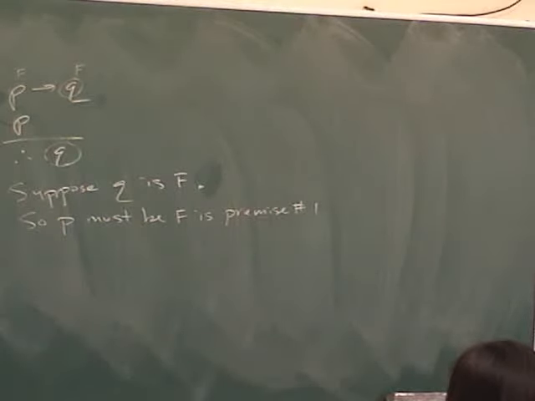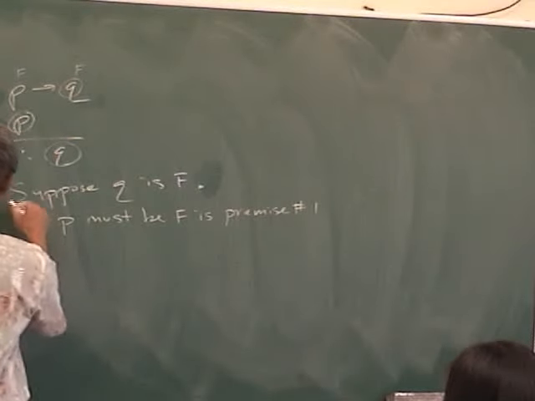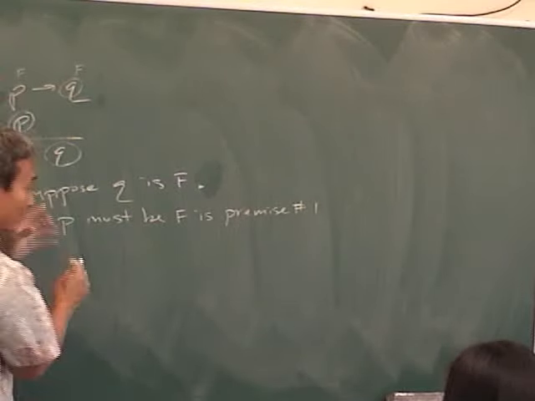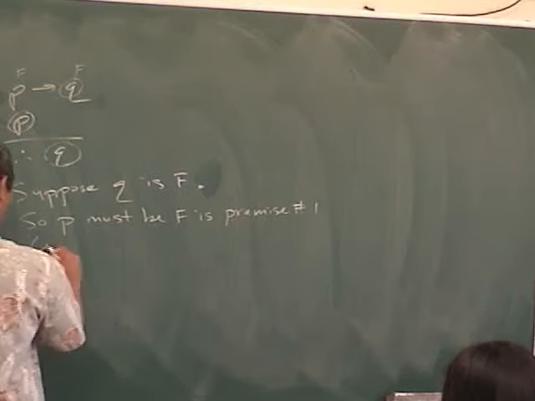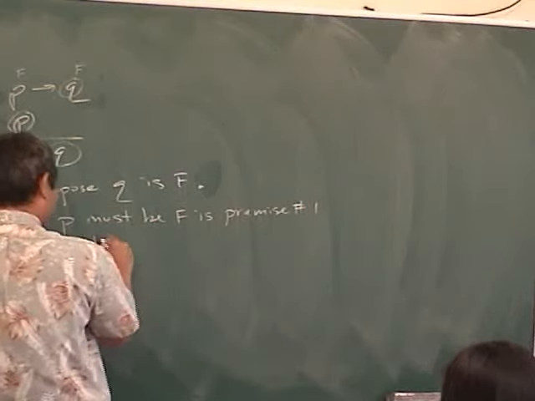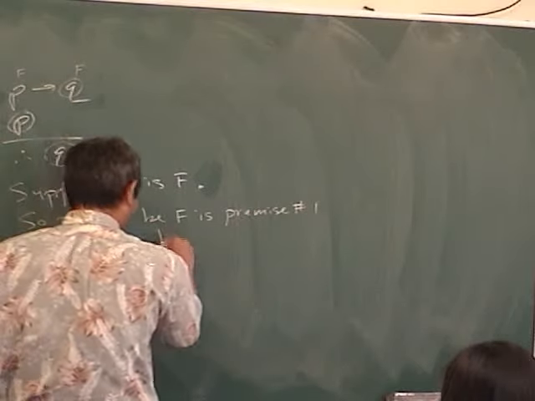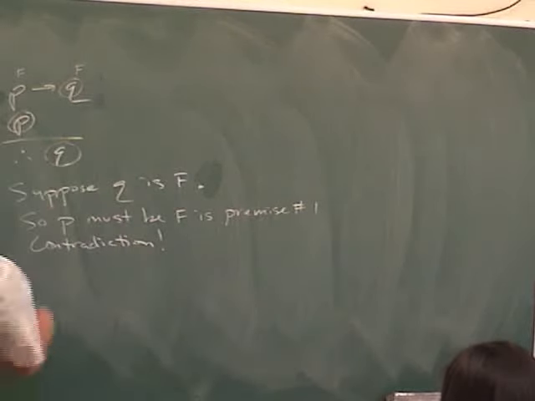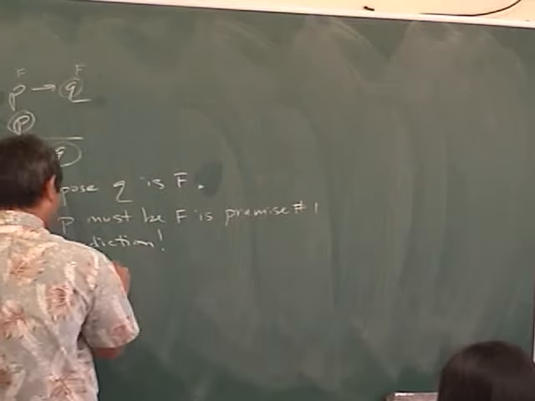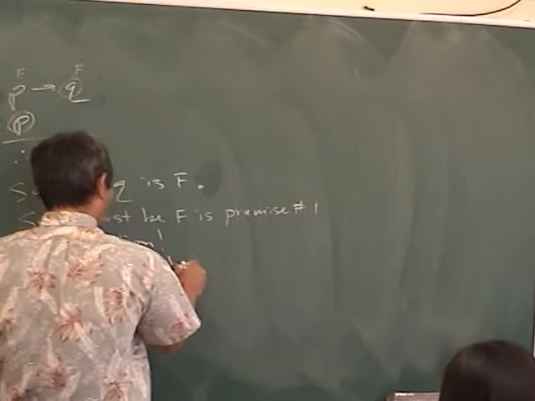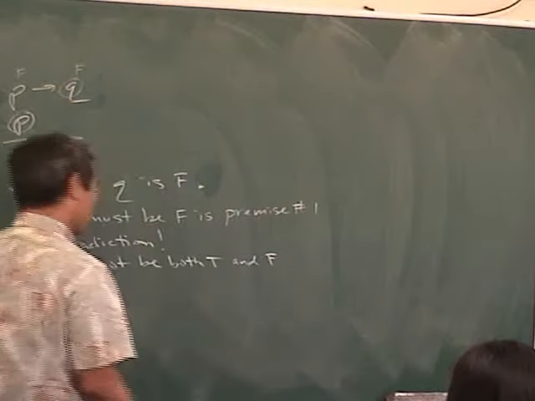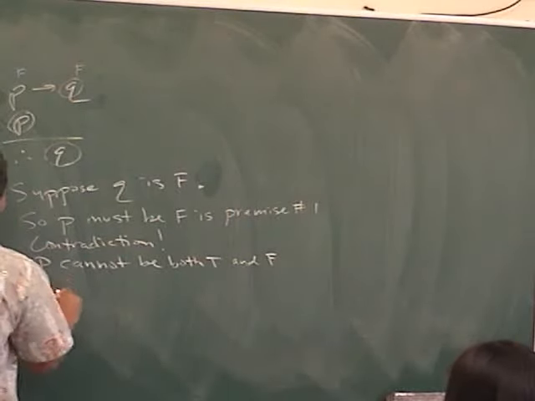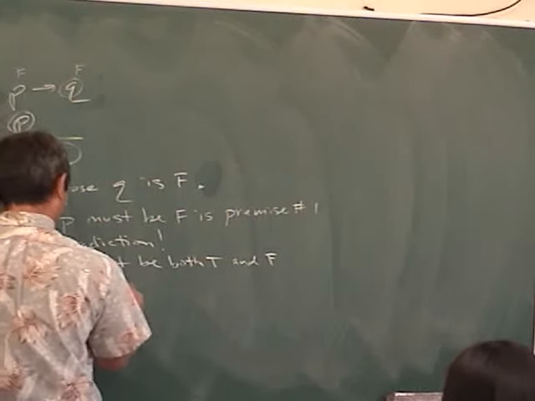Does anybody see a contradiction? This one's easy. This is true. How can you have a statement that's both true and false? That's a contradiction. This is the happy part of the proof, because you want to find a contradiction. P cannot be both true and false. Therefore, the argument is valid.